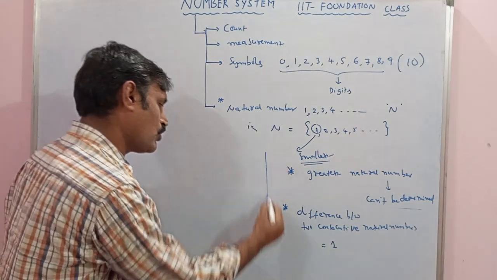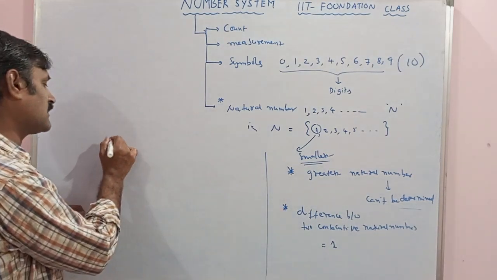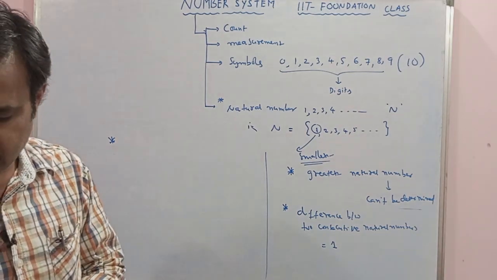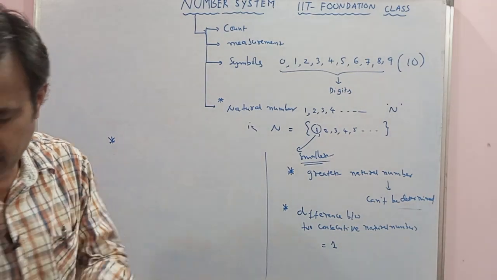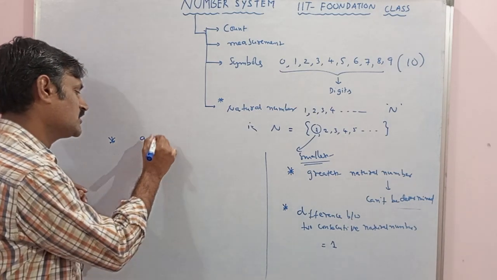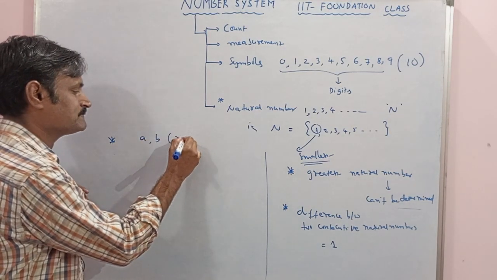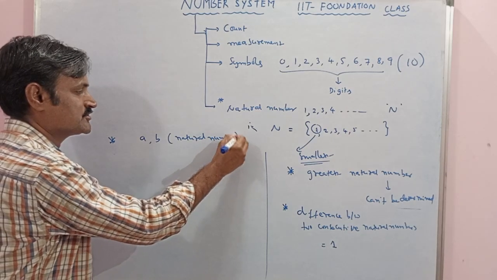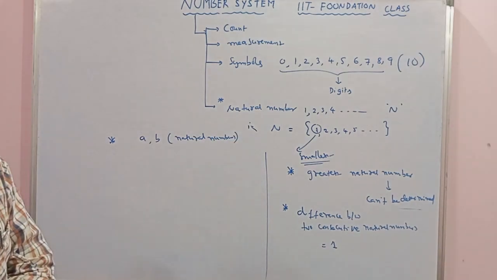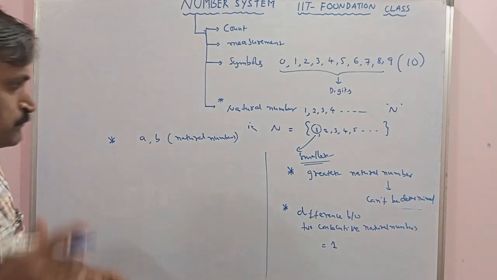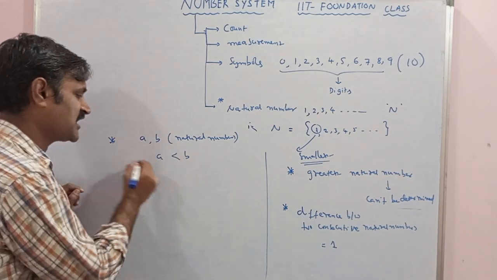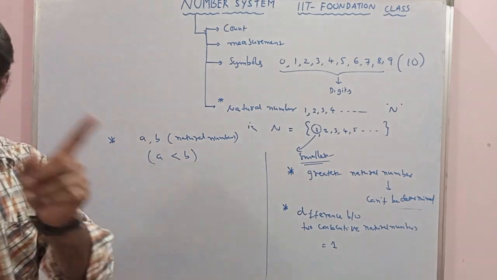Likewise, when you want to know an application, suppose you take some different symbols for natural numbers, A and B. Suppose A and B are natural numbers. Then in this particular case, you are also told that A is less than B. That is the condition you have taken, A is less than B.